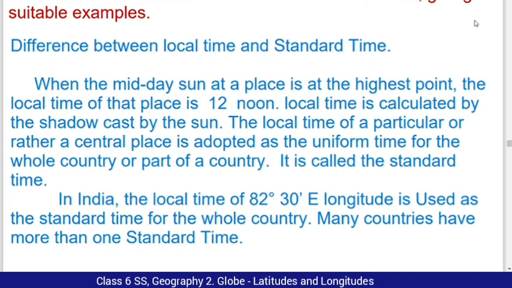In India, the local time of 82°30' east longitude is used as the standard time for the whole country. Many countries have more than one standard time. So this is the difference between local and standard time.